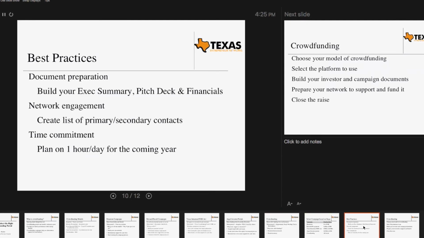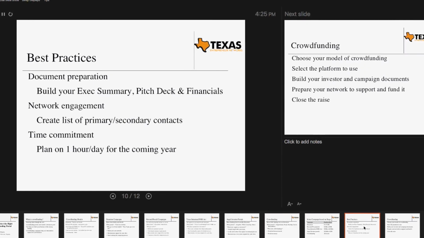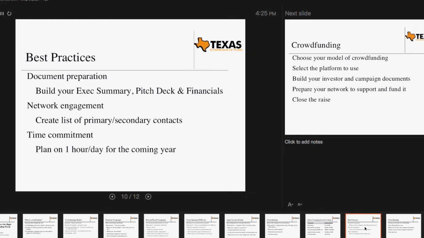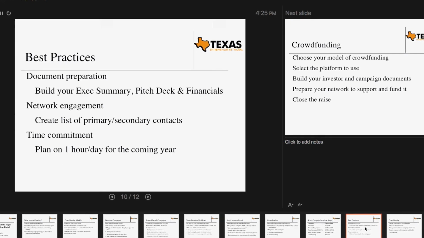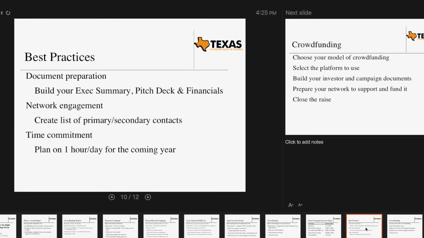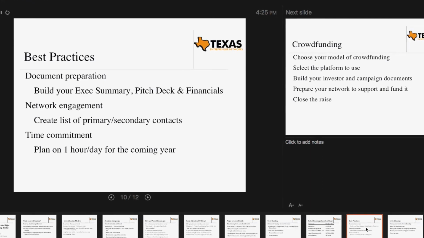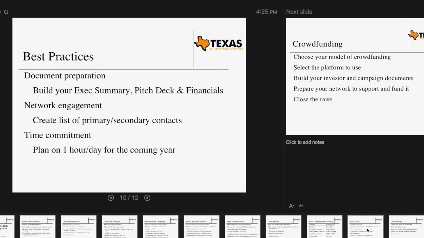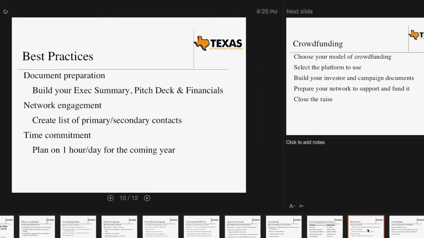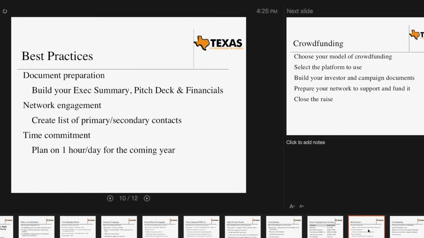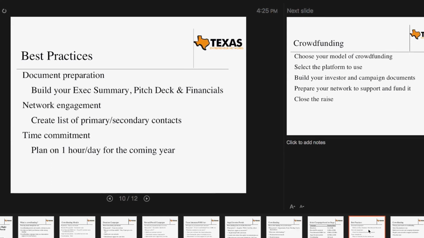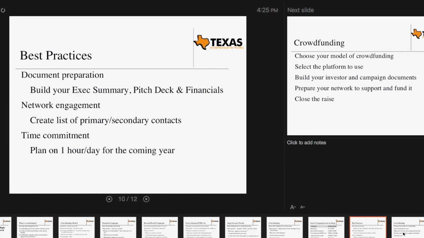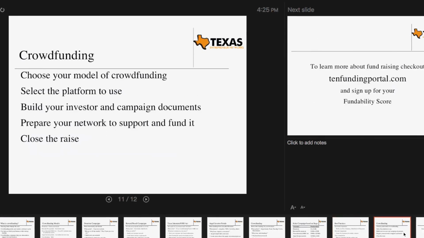So as you run a crowdfunding campaign, best practices include preparing your documents. Before you go out to raise funding, build your exec summary, build your pitch deck, and your financial statements. They will ask you for these, so we might as well put them together up front. Second, engage your network. Create a list of primary and secondary contacts you can go to help you raise your funding. And lastly, set aside time to do this properly. Plan on spending 1 hour per day, every day for the coming year in preparing and running your campaigns.